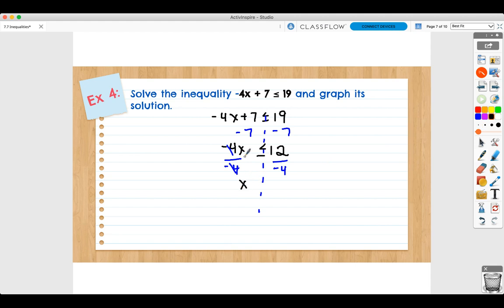So x, because we divided by a negative, we got to flip our symbol. You still include the equal to sign. We just got to flip our symbol, and that's going to be -3. And now let's create our number line and graph.